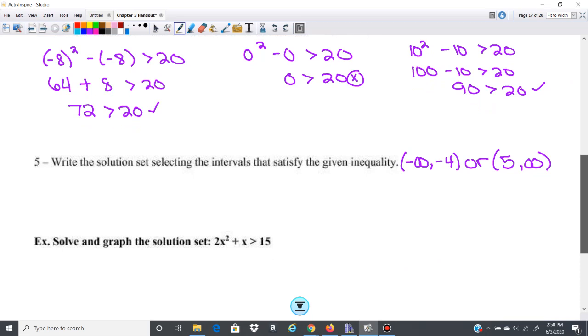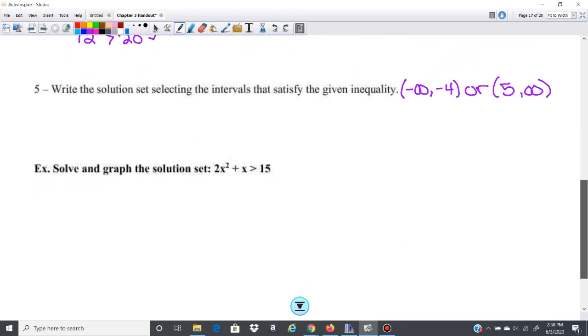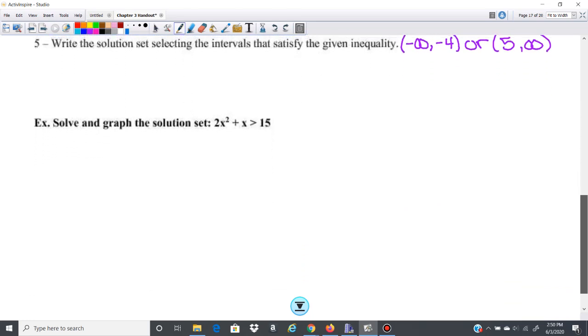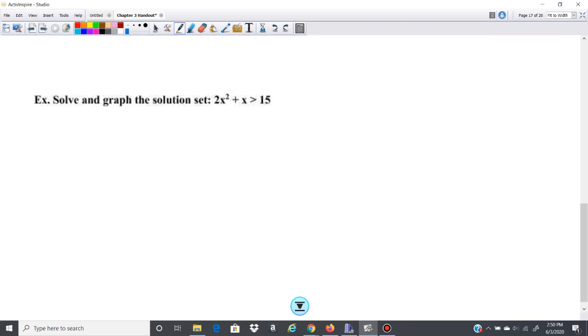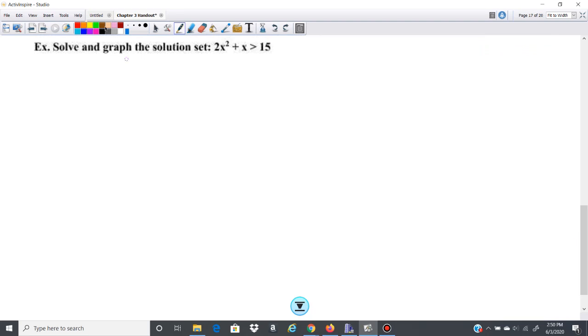All right, let's take a look at one more example here. So you've got 2x squared plus x is greater than 15. So I'm going to go through and solve it. I'm going to take the 15 and move it over, so I'm going to subtract it. I get 2x squared plus x minus 15 is greater than 0. All right, so this is not a monic trinomial, so I want to factor this. I'm going to factor using the mistake method here.